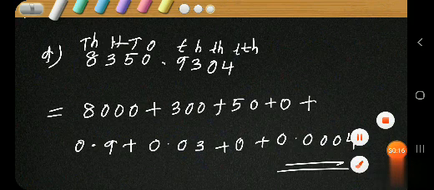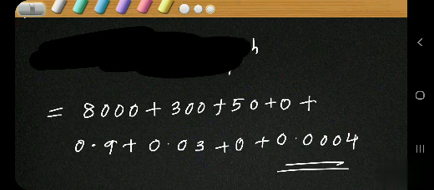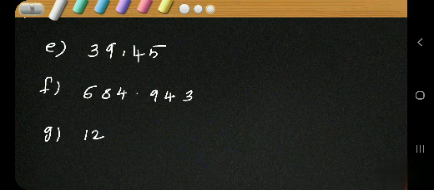Is it clear? Okay, now note down the homeworks of this session. E, F, G are homeworks. E, the number is 39.45. F, 684.943. G, 12.5063. 3 homeworks are there.